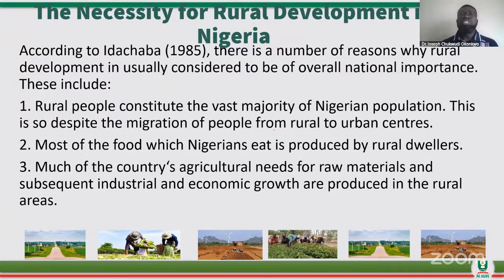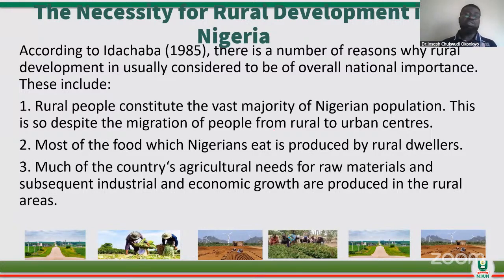This is so because despite the migration of people from rural to urban areas, more people are in the rural areas. So it's absolutely necessary for rural development in Nigeria because we have more people in the rural areas than in the urban areas. Another reason, most of the food which Nigerians eat is produced by rural dwellers. So it's important that rural development occur.